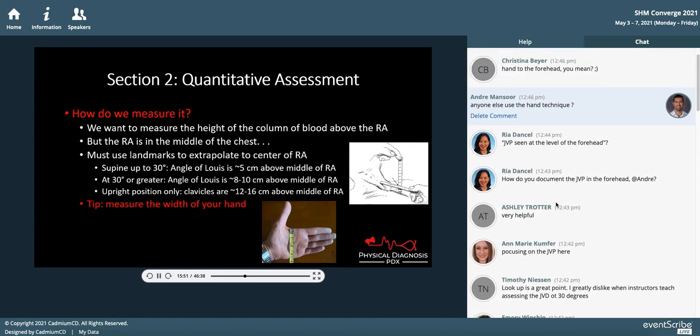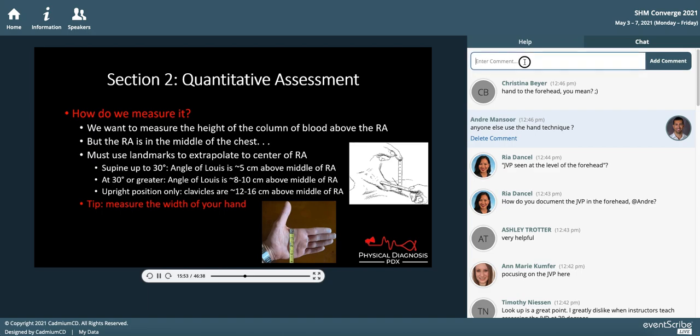I take the pinky or hypothenar side of my hand and place that on the patient's angle of Louis with my thumb pointing up towards the ceiling and my palm facing the patient's neck. And now I will simply eyeball where the top of the column is relative to my hand.